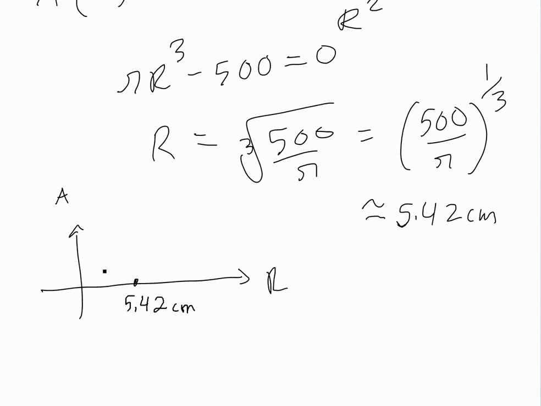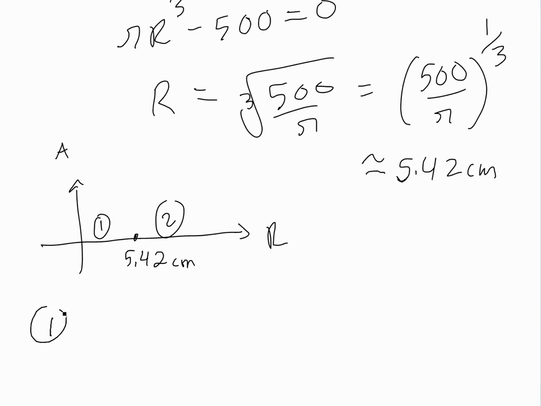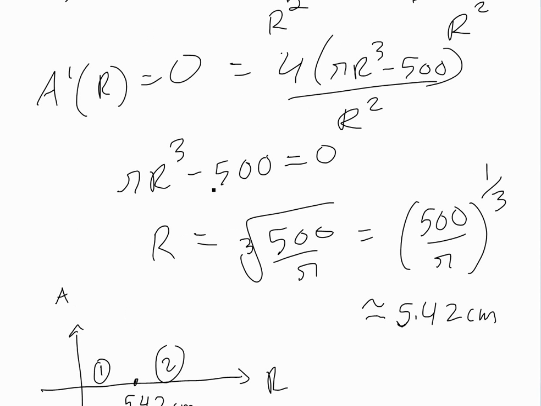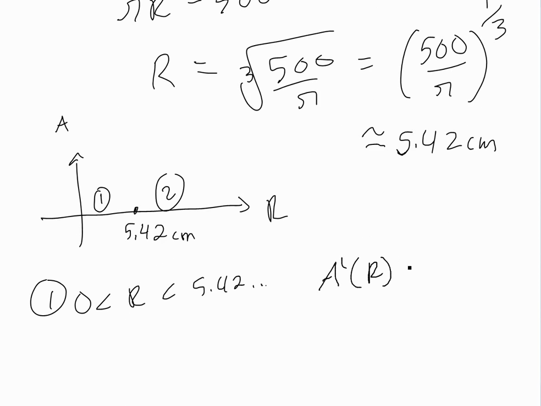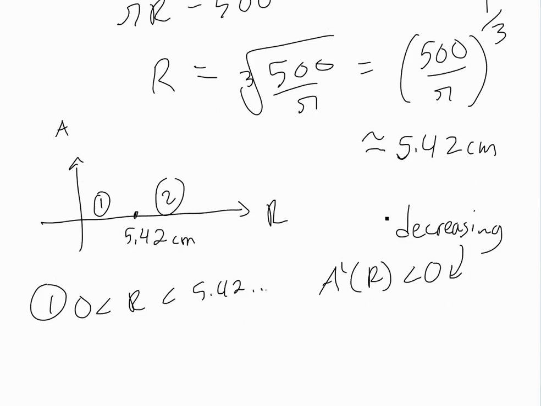So we just have to check this interval here and this interval here to see if it's increasing or decreasing. In the first interval, R is greater than 0 and less than 5.42. Then we have to see if this is increasing. When we look at this function, this r squared is always going to be positive, and this 4 doesn't affect it. But for pi r cubed minus 500, if r is close to 0, this number cubed minus 500 is going to be negative. So in this case, A'(r) is less than 0, so it's decreasing.